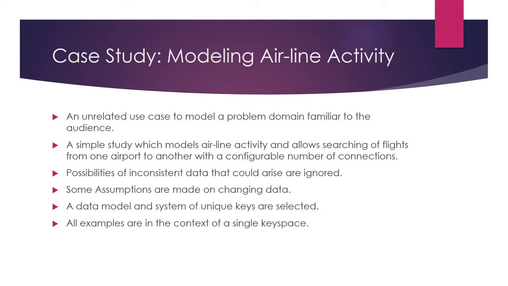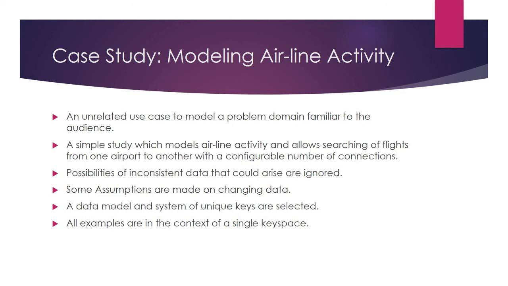In order to model this airline activity in a way that allows searching for flights on a given day, we must be careful to select a data model for this activity. All examples described in this context are within a single key space. Remember that we talked about key space, the terminology in the data model of Cassandra. Basically the key space is something like a schema in a relational database.